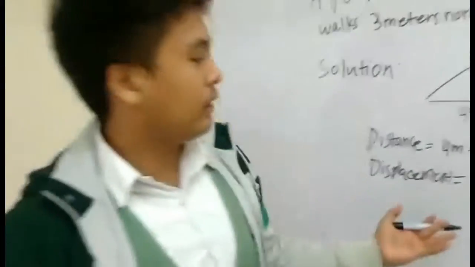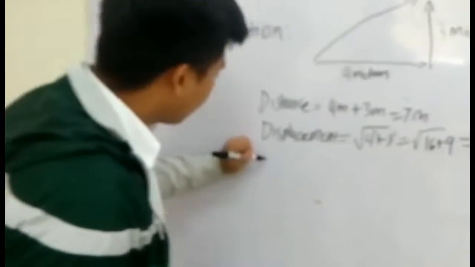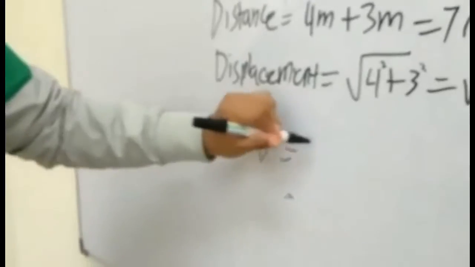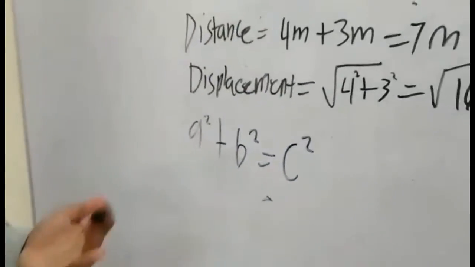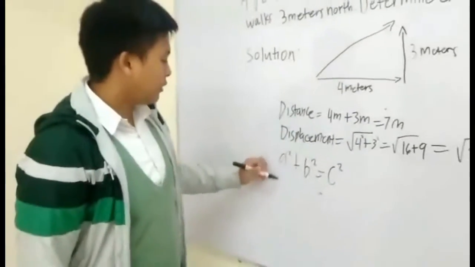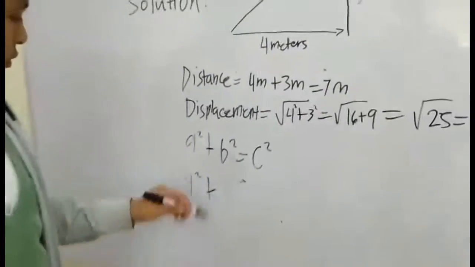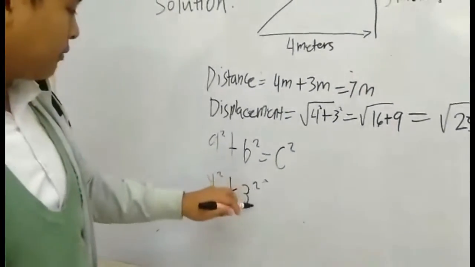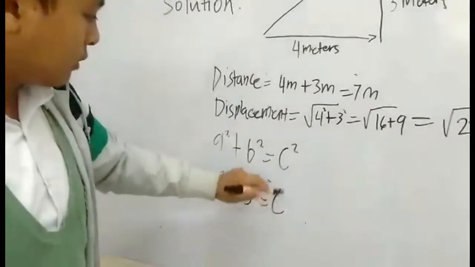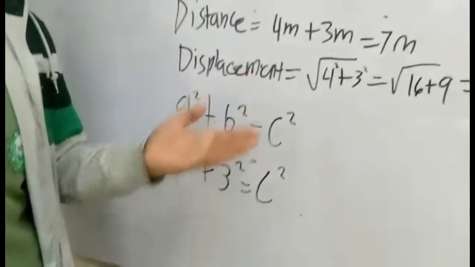So how do we get the answer in displacement? Here is the formula. First, a squared plus b squared equals c squared. So we convert the formula into the given. So a squared is 4 squared plus b squared is 3 squared equals c squared. This is the formula on how we get the displacement.